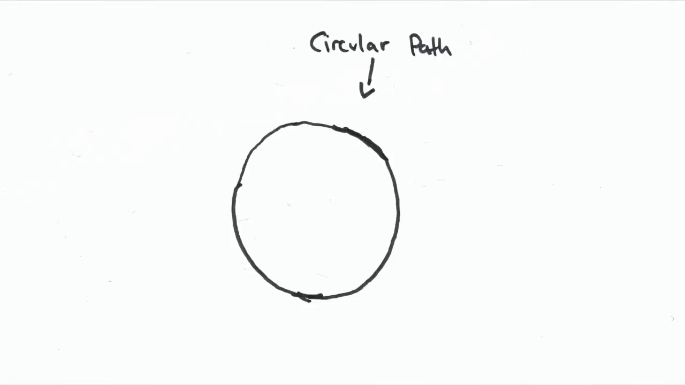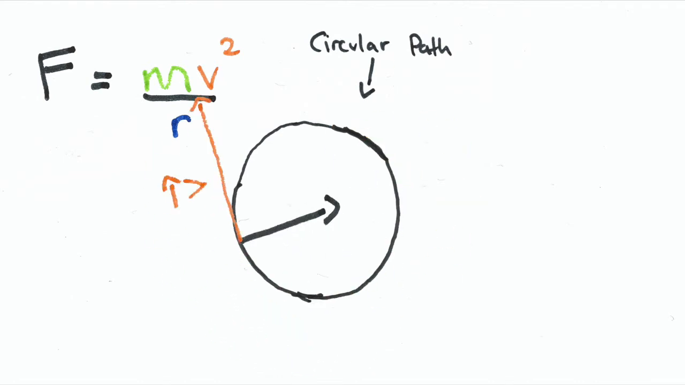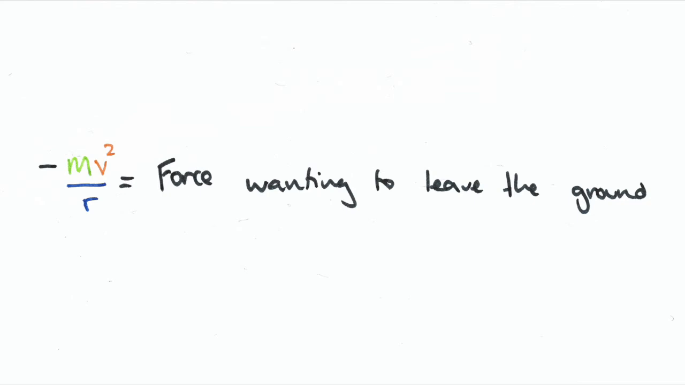For an object in flight in a circular path, there is a force called centripetal force, given by the formula mv squared over r is equal to force, where v is the velocity. The most important thing to note is that centripetal means center seeking. Or if I was to draw it in a diagram, I draw it like this. This means if I was to write negative mv squared over r, the force would be pointing the other way, or a force that wants to leave the ground.